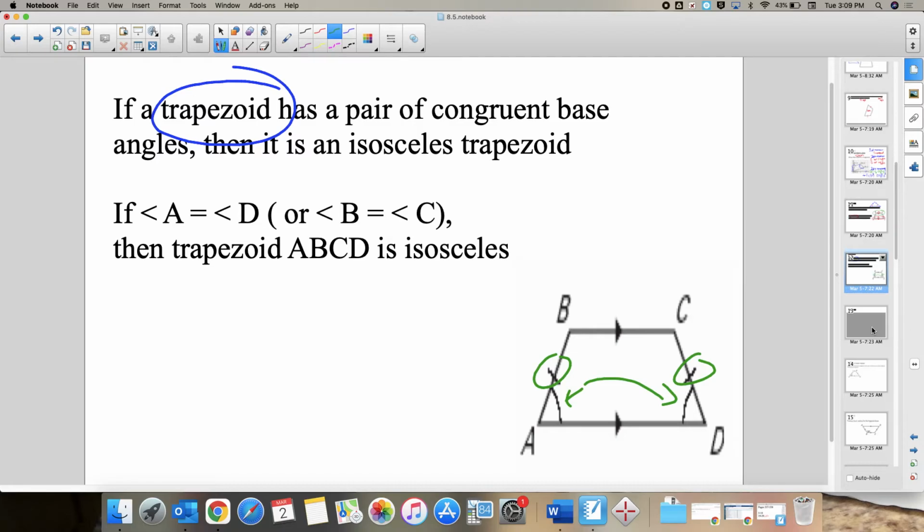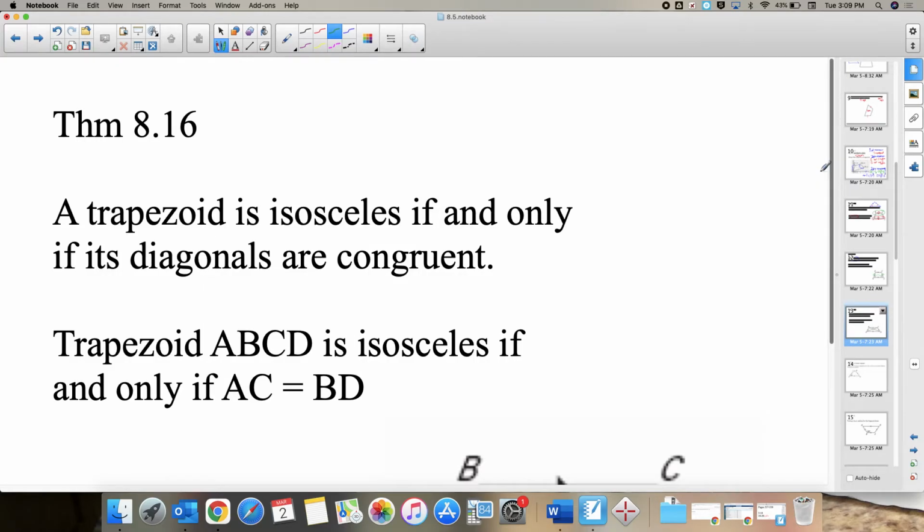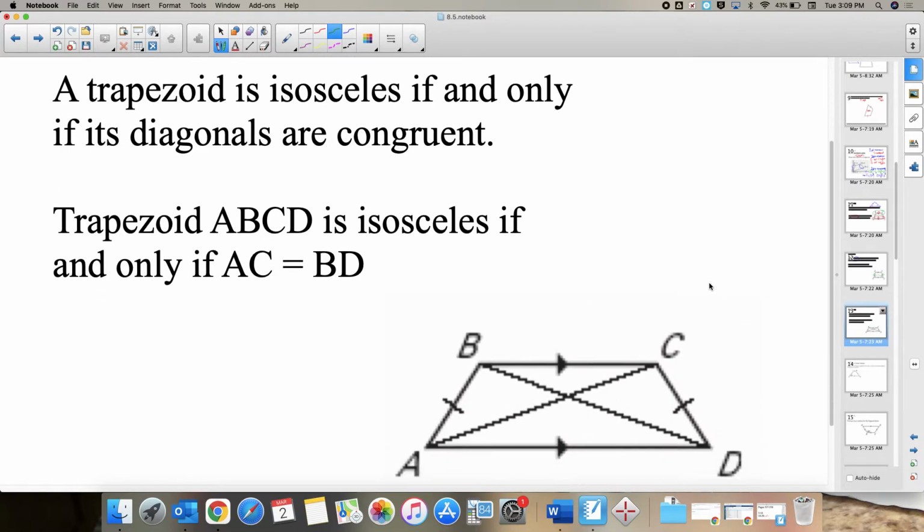The last thing about that isosceles trapezoid, a trapezoid is isosceles if those diagonals are going to be congruent. So once again, it has to be a trapezoid to start with. If it's a trapezoid and these diagonals, BD and AC are congruent, that would make it isosceles also.